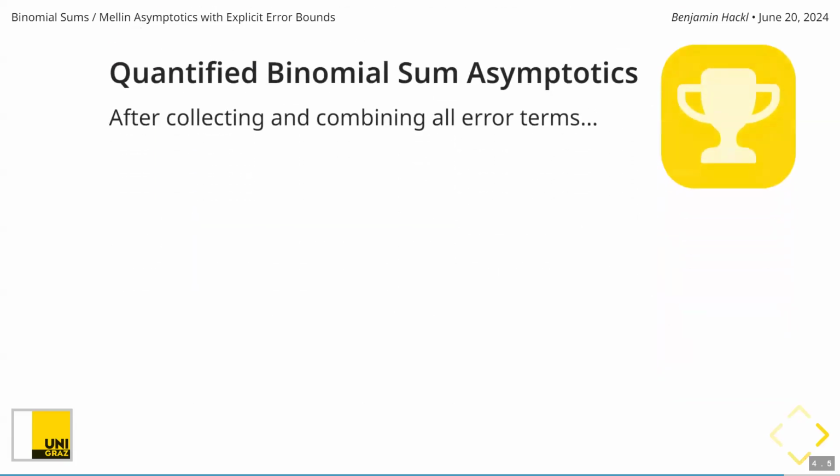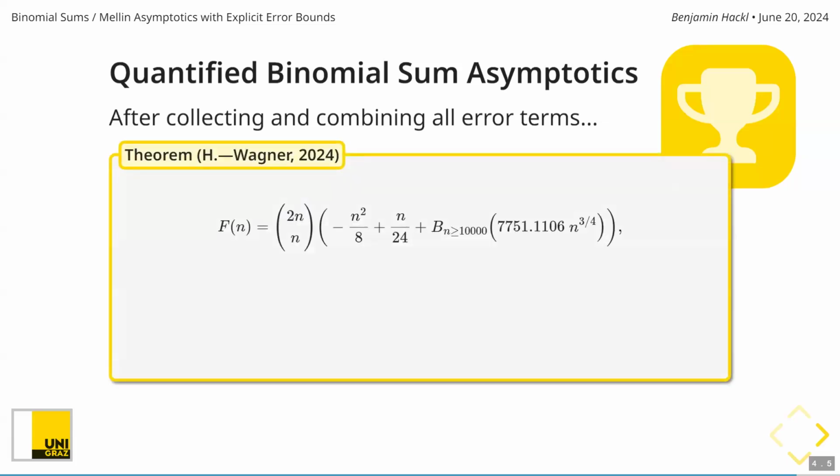If we now collect all of these errors, so if you paid attention, we had errors from pruning the tails, we have errors from the central expansion, we have errors from adding the tails back, we have errors from this last part over here, and I'm sure I forget something, but it's not so important. If we do that, then we get one exact B term for this entire sum, and it is 7,751.1106 times n to the 3/4.